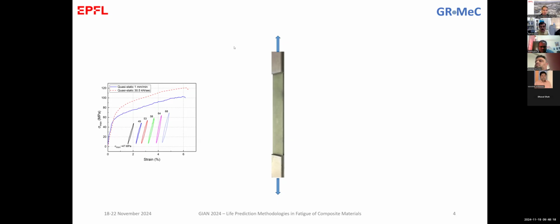So in this case, what I saw is an experimental procedure. I have a specimen, which is a standard ASTM specimen. It's the ASTM D3039, if I'm not wrong, that defines the experimental procedure for tensile loading of composite laminates. And I saw here the experimental results.